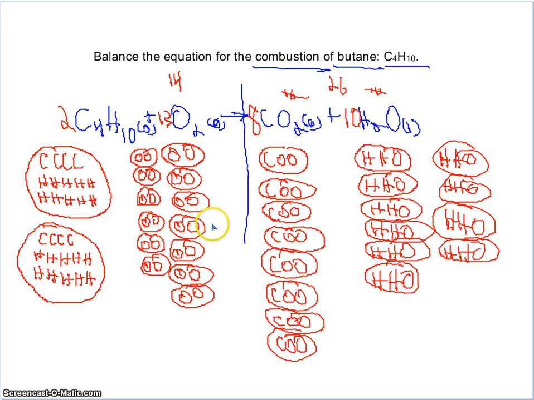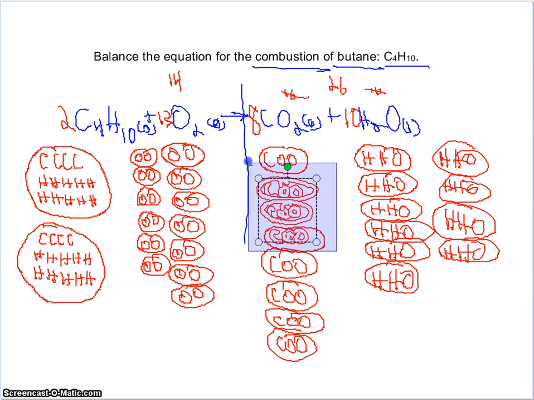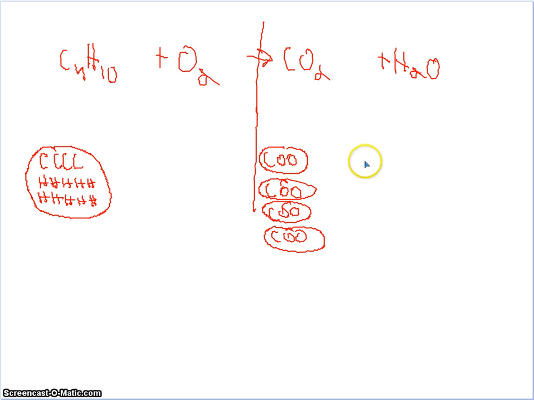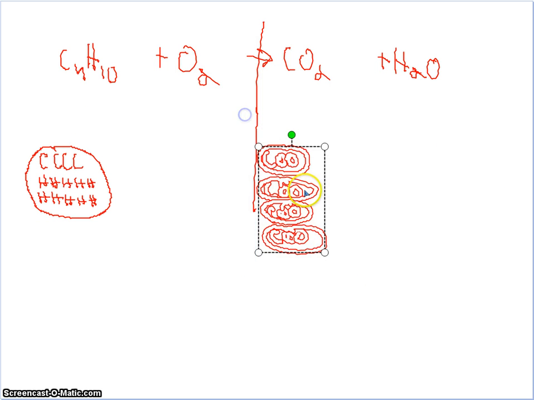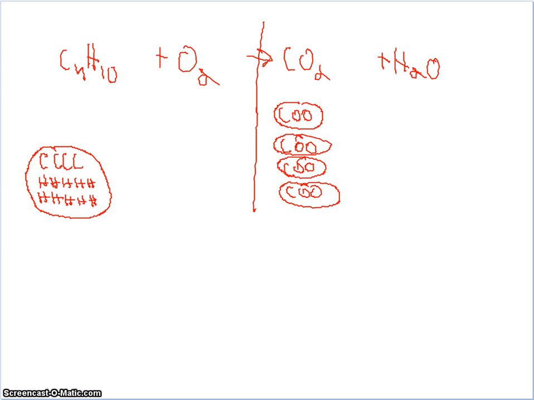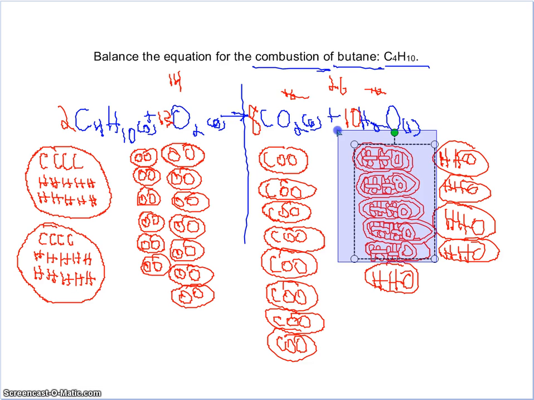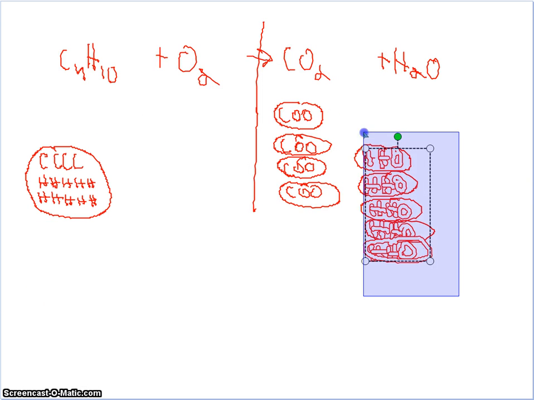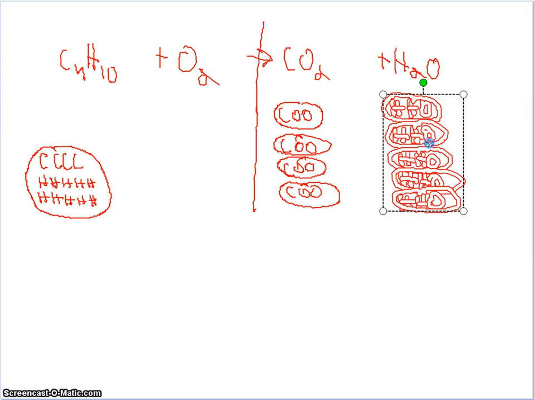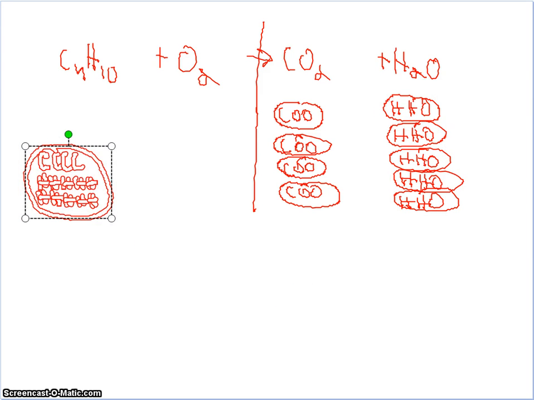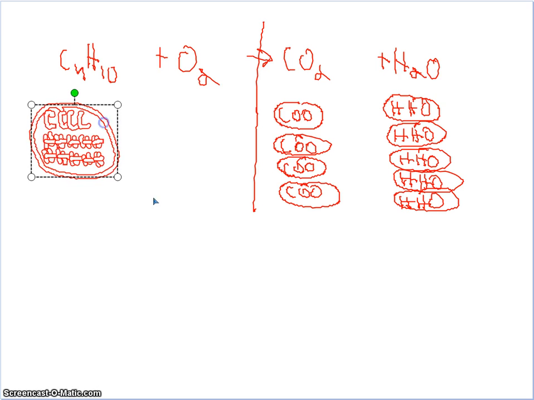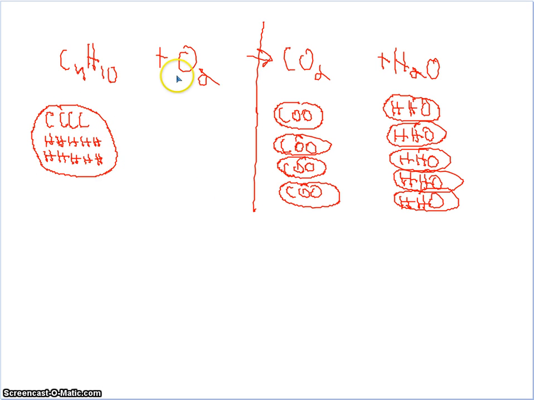And then we had 4 CO2s. Okay, we had, what was it, 5 H2Os? Yeah, that's right. We had 5 H2Os. Okay, so now here's what we're going to do. We're going to figure out how many oxygens we need.